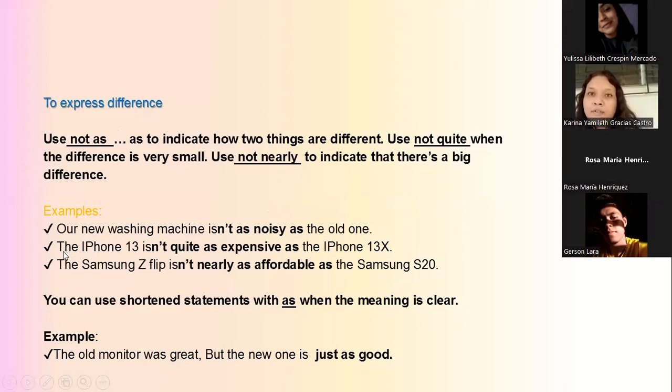For example, the iPhone 13 is not quite as expensive as the iPhone 13X. And use not nearly to indicate that there is a big difference. For example, the Samsung Z Flip is not nearly as affordable as the Samsung S20. And finally, you can use a shortened statement with as when the meaning is clear. One example, the old monitor was great, but the new one is just as good. Thank you. My classmate may continue.